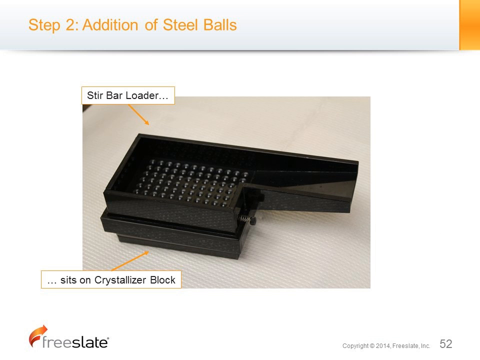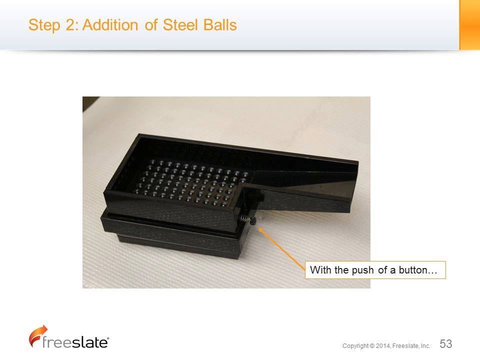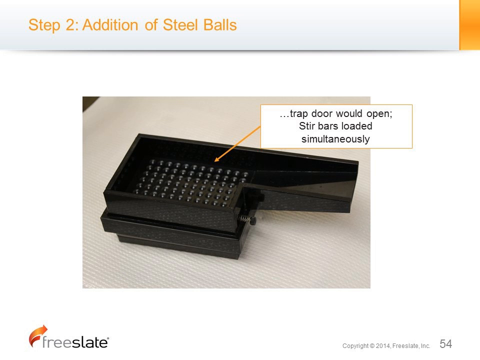And so you have stir bars. You put the stir bar loader on top of the crystallizer block, which is at the bottom. It sits perfectly. With the push of a button here, the trap door will open, and the stir bars will drop simultaneously. So it's a very quick way to load all 96 stir bars into each individual vial. So in terms of loading steel balls, we can definitely utilize this technology to do steel ball loading as well.